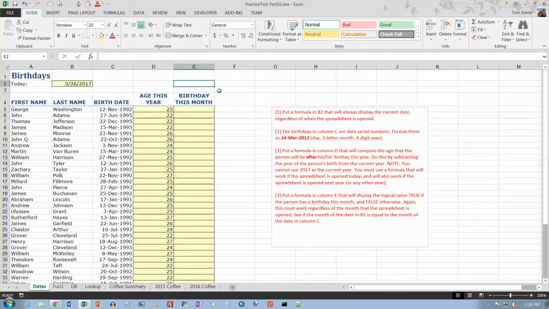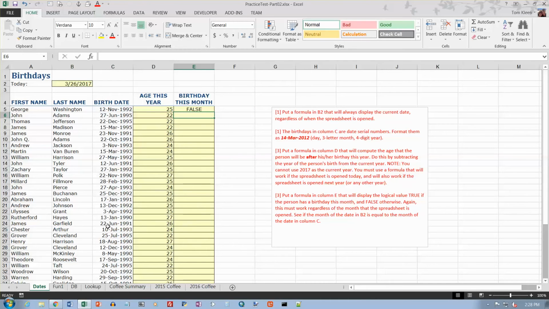And again, let's do it with one cell first. I want to know if the month of the person's birthday, so the month of this cell right there, which should be 11, is equal to the month of this cell up here, and that's an absolute cell reference, so I need to put the dollar signs in. And if they're equal, then I'll get true, otherwise I'll get false.